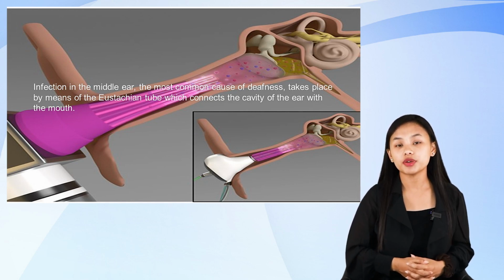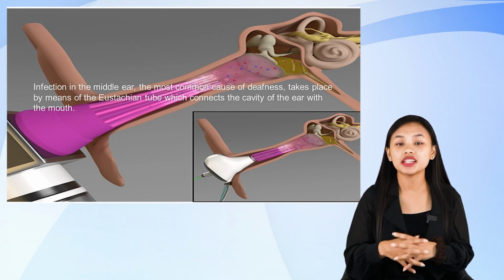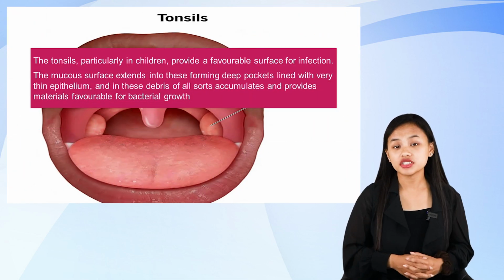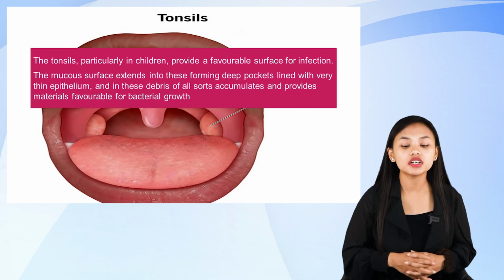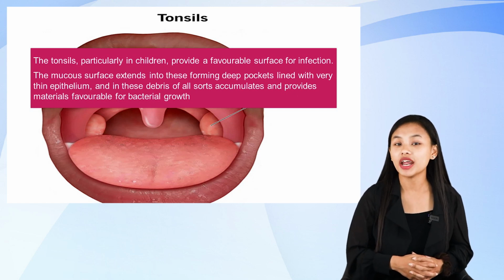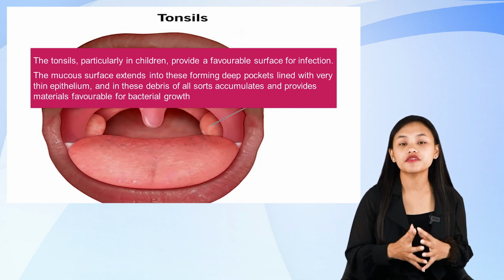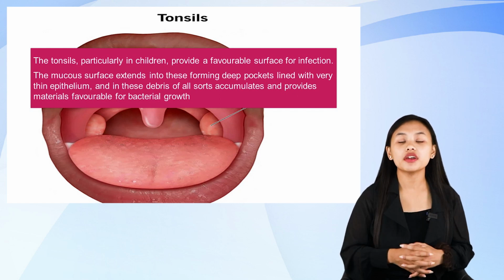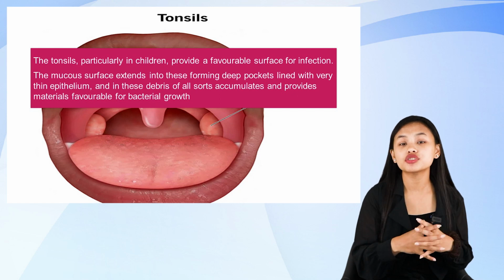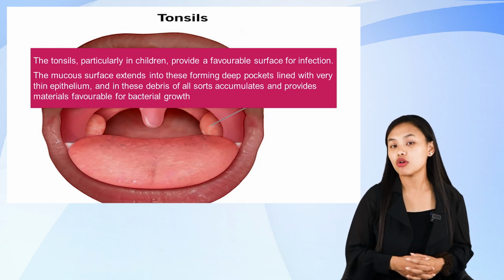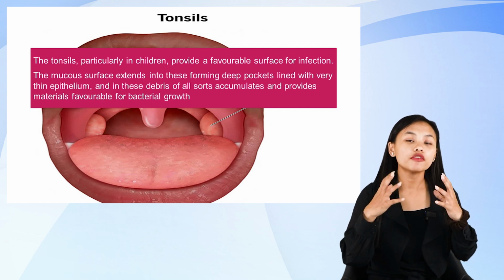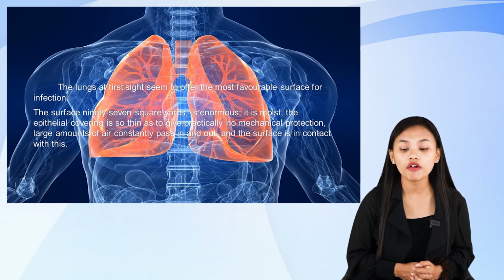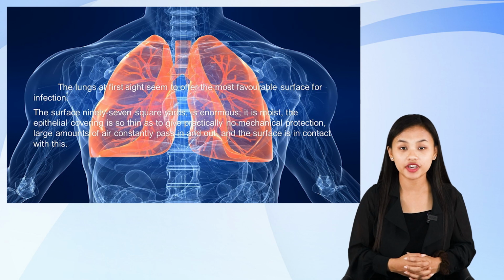So these organisms from the mouth can further extend to various salivary glands by means of ducts and can give rise to infection. The tonsils, particularly in children, provide a favorable surface for infection as well. Why? Because here the mucous surface will be extending into these, forming deep pockets lined with very thin epithelium, and in these debris of various sorts accumulates and also provides material which is favorable for the bacterial growth to occur.